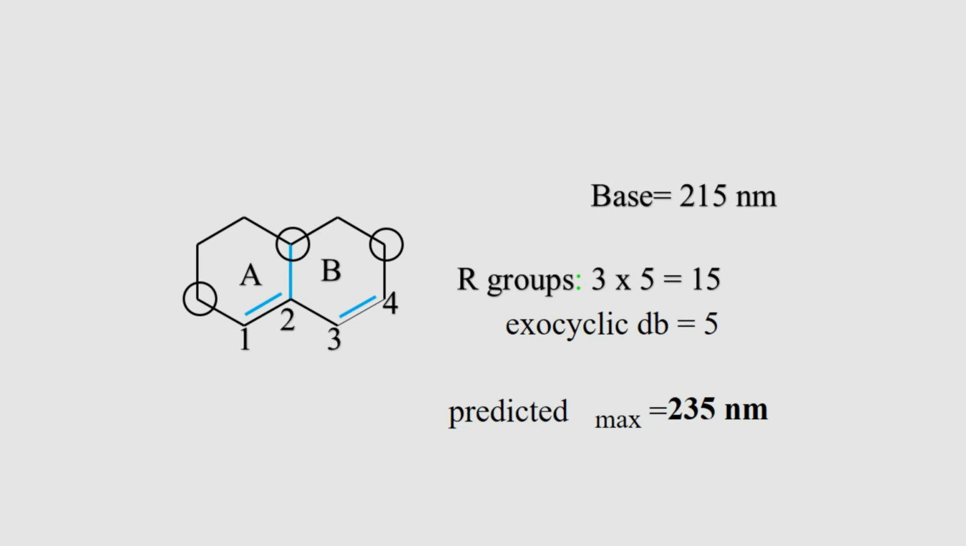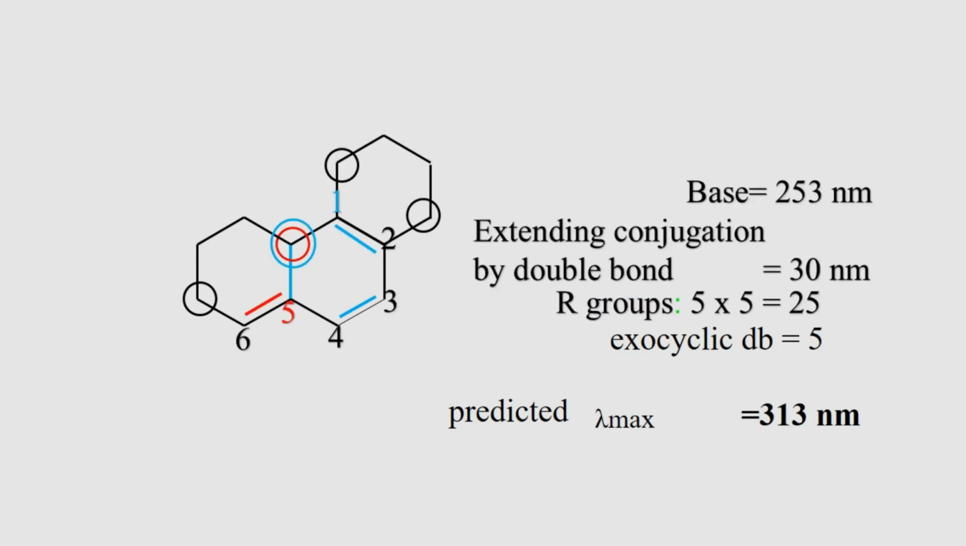Now the next one is another example in which we consider the base value 253 nanometer. After that we find an extra double bond here, so how many double bonds are there? One extra double bond, which we consider as 1 into 30, so 30 nanometer. The most important thing is ring residues or alkyl groups. So here you can perfectly see the colors.